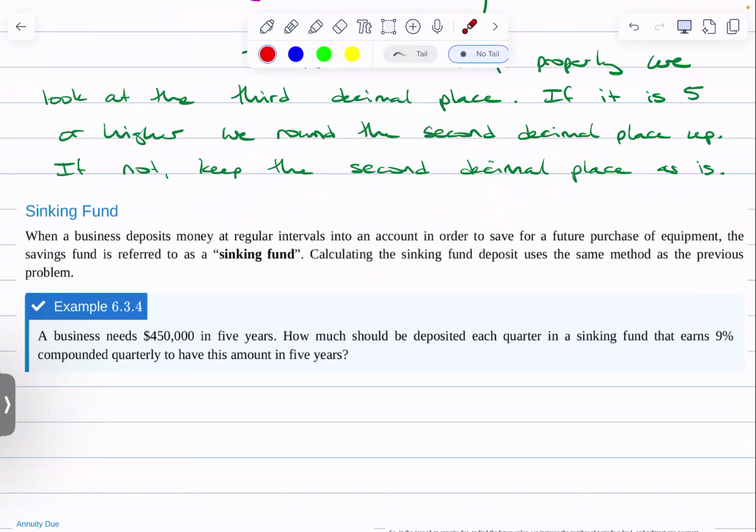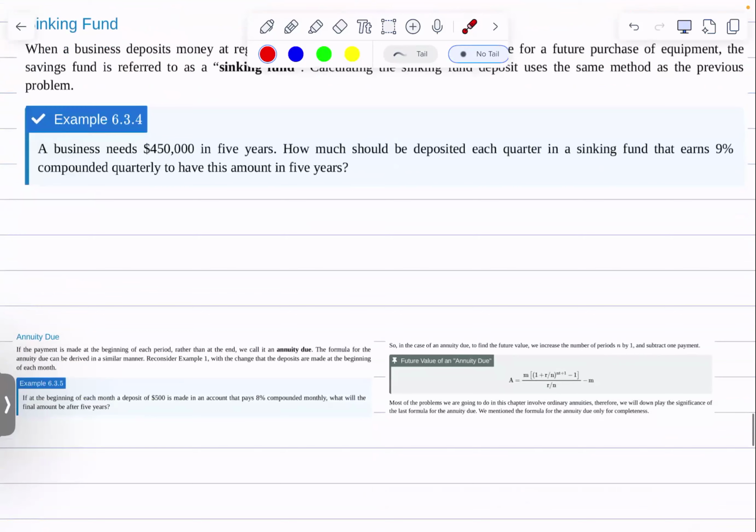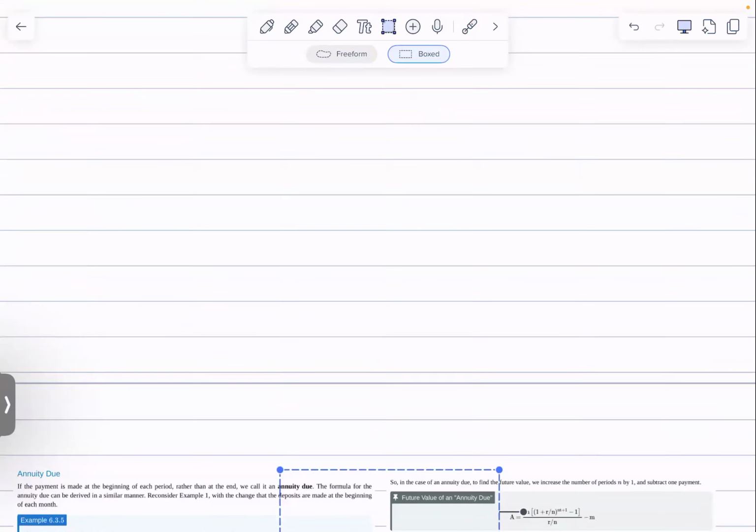Calculating the sinking fund deposit uses the same method as the previous problem, which we saw above. So, in a similar problem, let's move this down.